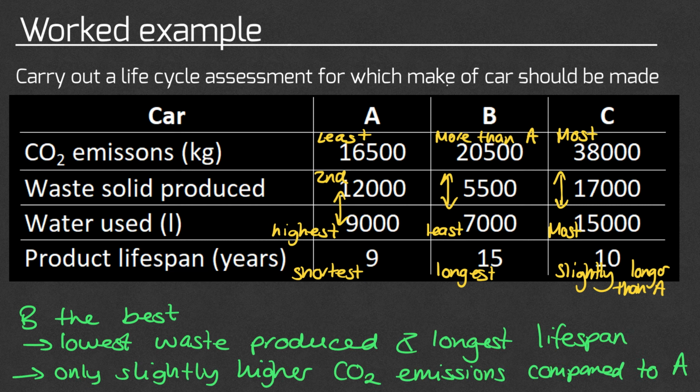So we're saying that Car B is the best one out of the three. It has the lowest amount of waste produced, it uses the least amount of water in its production, and it has the longest lifespan. Now, even though it does produce more carbon dioxide than Car A, it's only slightly more, it's only 4,000 kilograms more, and it's better in the other two factors. So for these kind of questions, you do have to come to a judgment. So we're saying on the balance of all the four factors we've considered, Car B is the best overall, even though it's not the individual best in each category. So you've got to come to your own judgment in these kind of questions.